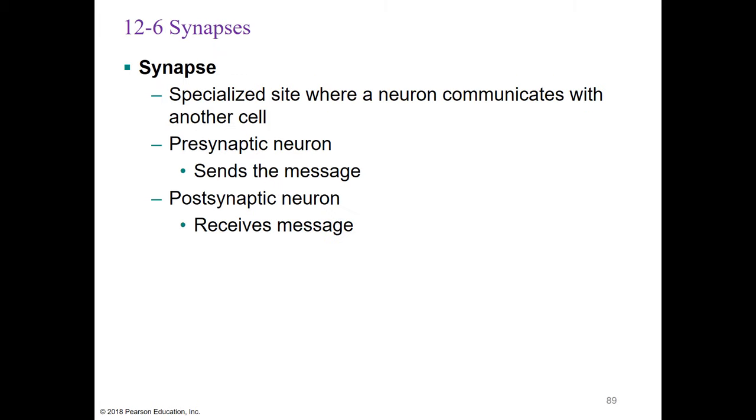The synapse is the site where a neuron communicates with another cell. We have what's called the presynaptic neuron. That's the neuron that is sending the message, the one doing the talking. And the postsynaptic neuron, which is the one that's receiving the message or doing the listening. So presynaptic is doing the talking, and postsynaptic is doing the listening.